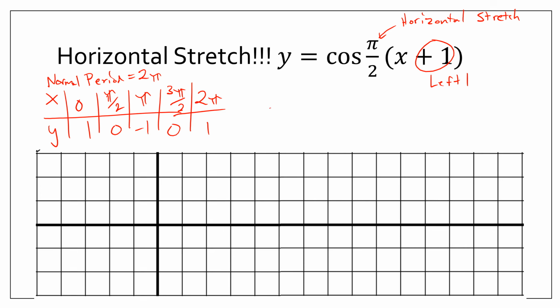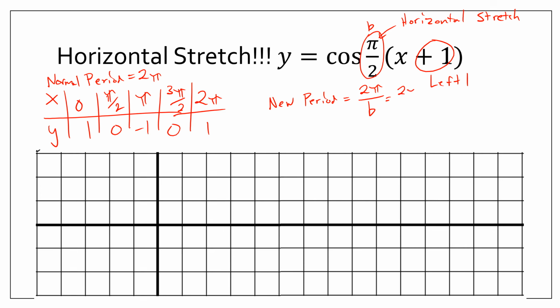I need a formula to find my new period. And here is the formula. It's going to be 2 pi, which is the normal period, divided by this number. Let's call it b. I think that's what the textbook calls it. So they're calling the horizontal stretcher b. In order to figure out the new period, I need to go 2 pi divided by b. So let's do that in this case.